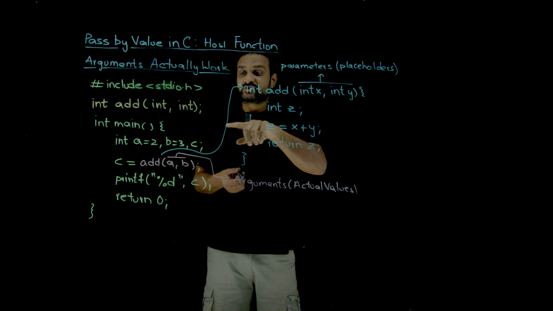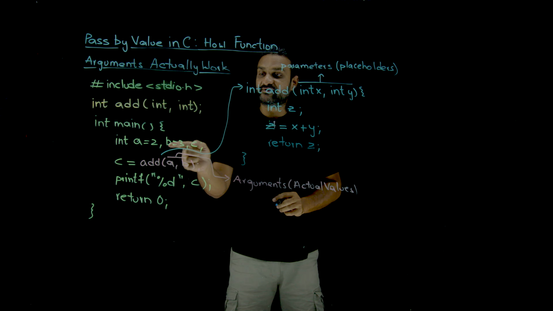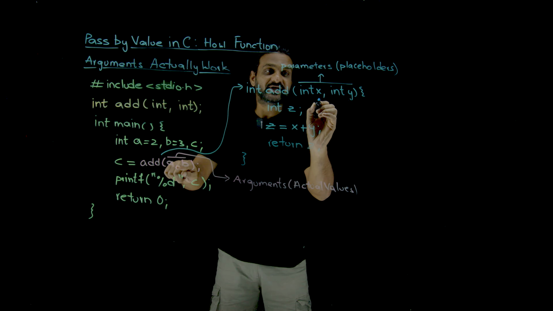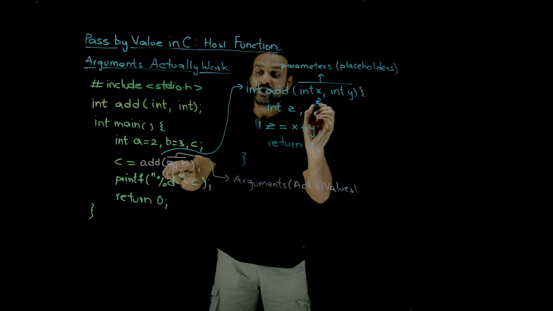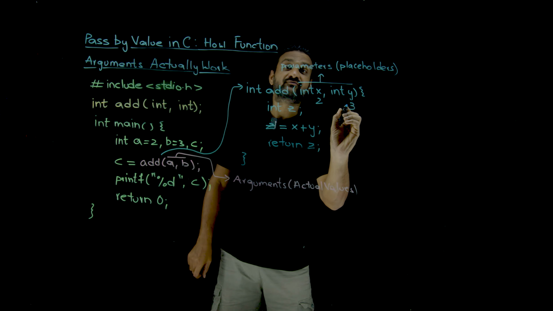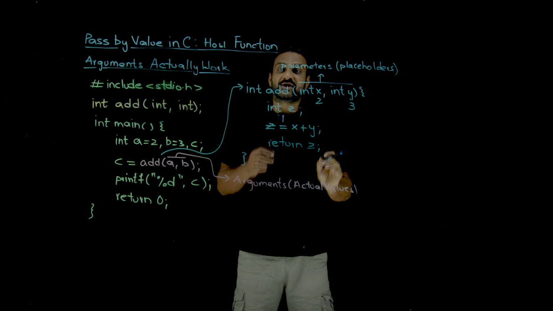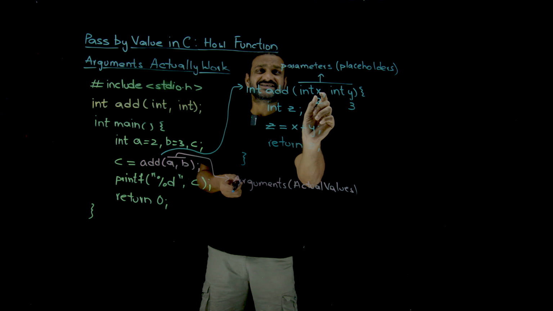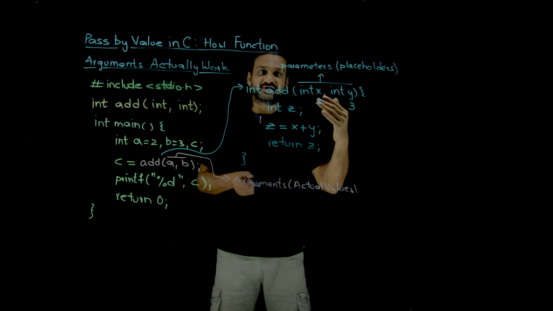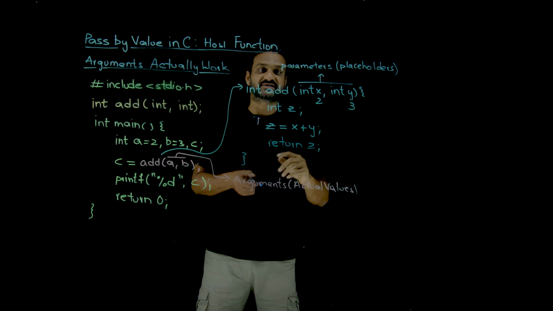Okay. So whenever this function call is made, the value of a, which is 2, will get stored in x, and the value of b will get stored in the variable y, because these are the placeholders. Now within this function, we will try to understand the difference between actual values and parameters by the end of this class.